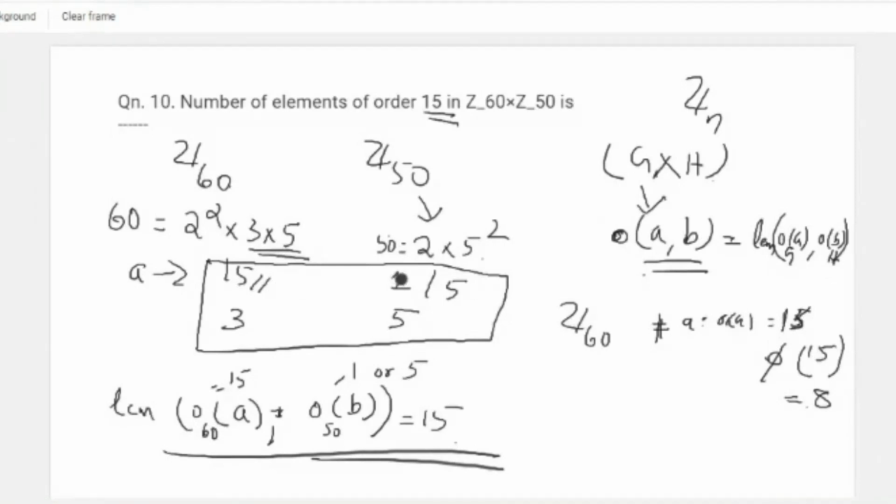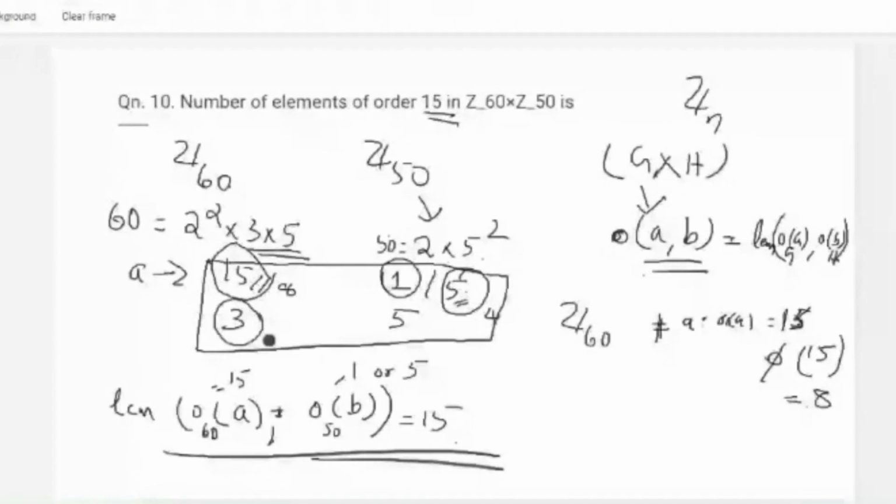The number of elements of order 1 in any group is the identity alone. Now, how many elements of order 5 are there in Z50? Again, the number of generators of a group of order 5 is 4. So here there is only one element of order 1, and here there are 4 elements of order 5. Here we have 8 elements of order 15 and 2 elements of order 3. Same argument: a group of order 3 has 2 generators, so only 2 elements are there of order 3.